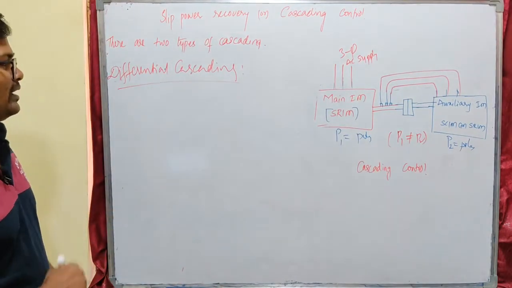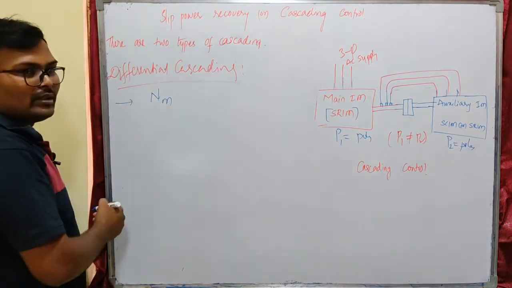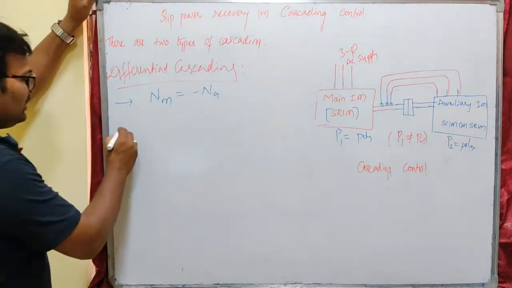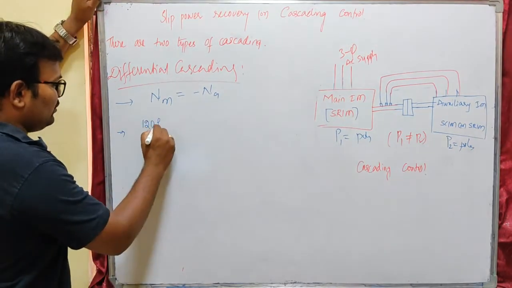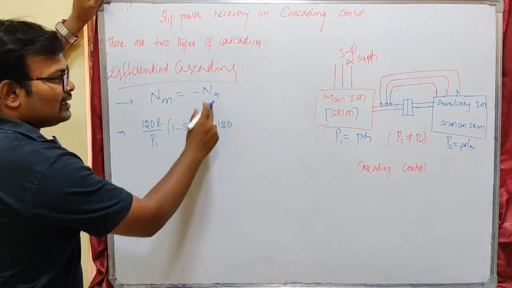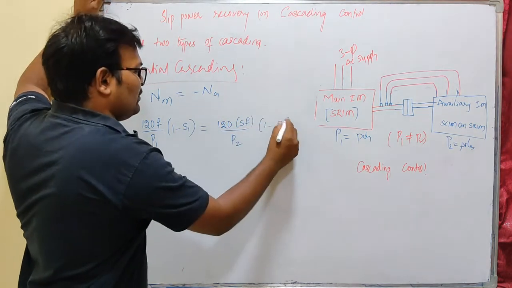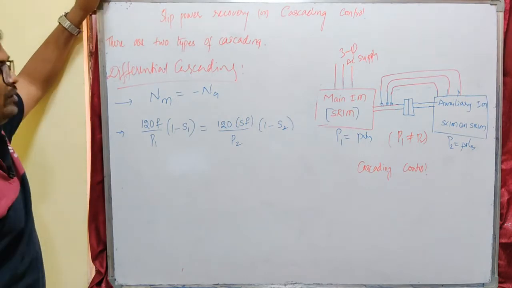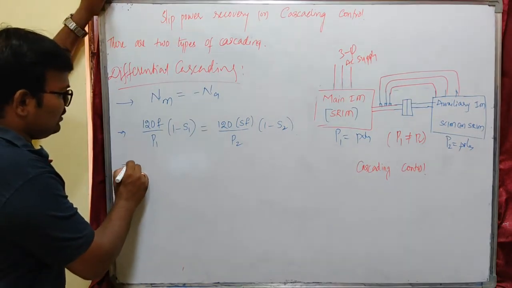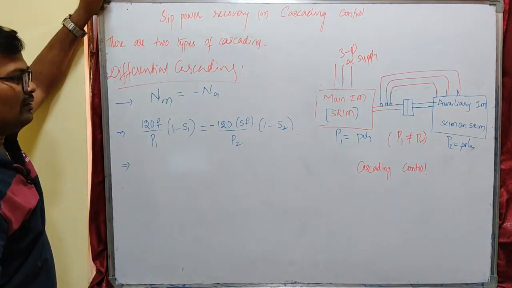Differential cascading is nothing but the speeds of the main and auxiliary induction motors being opposite to each other. That means the speed of the main induction motor, Nm, will be opposite to the speed of the auxiliary induction motor. We know that the speed of the main induction motor is 120 into F by P1 into 1 minus S1, equal to the speed of the auxiliary induction motor, 120 S1 times F by P2 into 1 minus S2. This is what we derived in the earlier cumulative cascading. Here, for differential cascading, this term is negative.